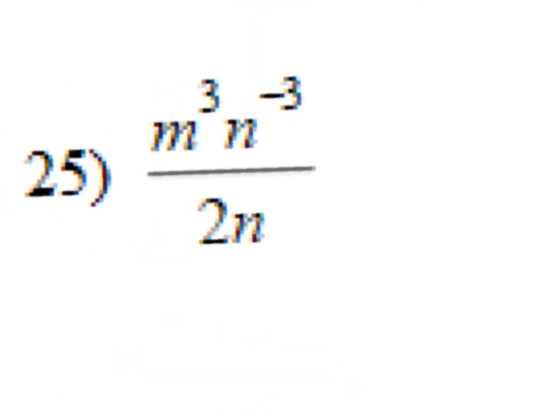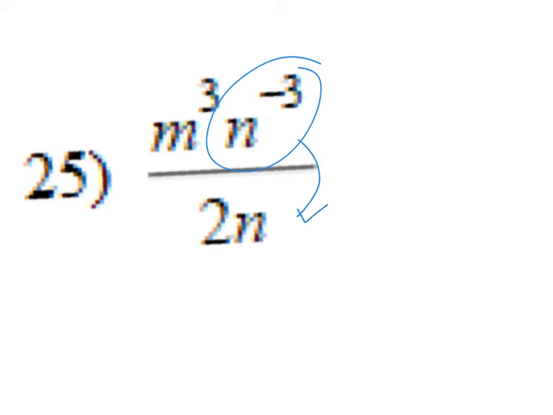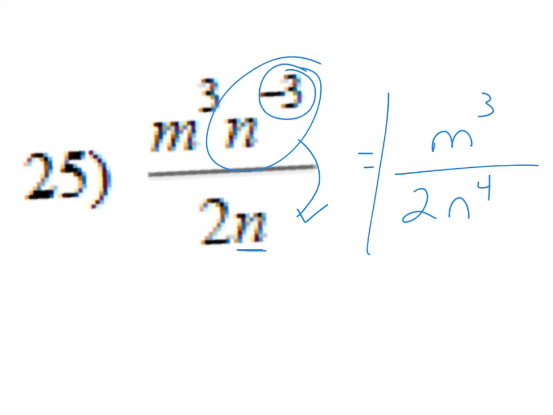Okay, number 25. All right, so since this is a negative, it needs to drop down there. So I still have m to the 3rd on top. I have 2 on bottom. There was 1 n. I'm bringing down 3 more, so now there are 4 n's.